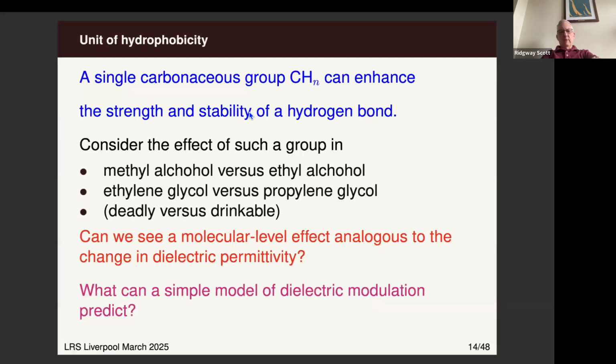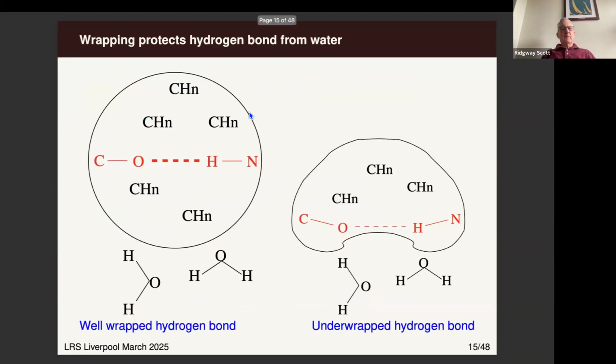For those of you who have travel trailers, you put propylene glycol in it in the winter to keep the drinking water from freezing. Okay, so can we see a molecular level effect analogous to the change in dielectric permittivity? That's a question we want to answer. And what can a simple model of dielectric modulation predict? Okay, so we're going to look at that.